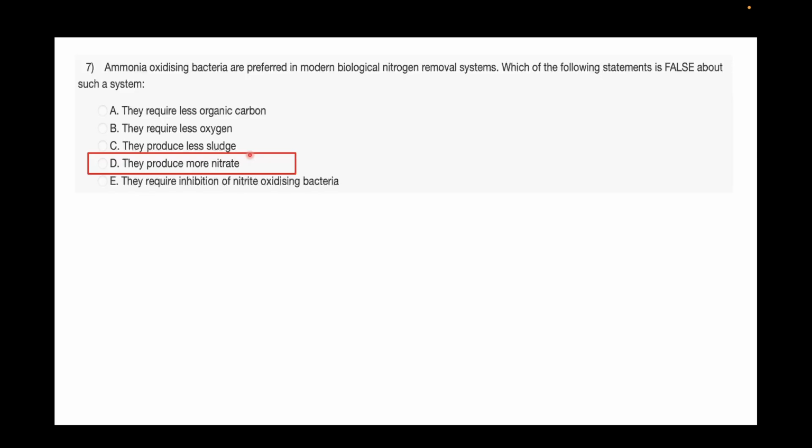They produce more nitrate. Ammonia oxidizing bacteria do not produce nitrate at all. They oxidize ammonia into nitrites. Rest all the options A, B, C, E are true for ammonia oxidizing bacteria. They require less organic carbon, they also require less oxygen, they produce less sludge, and they need inhibition of nitrite oxidizing bacteria to function properly.